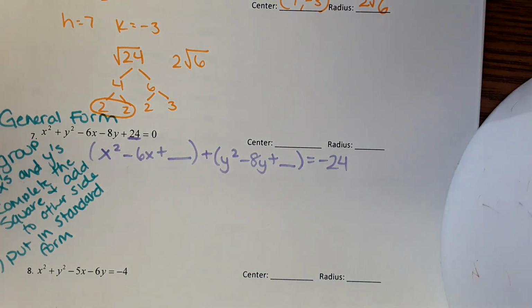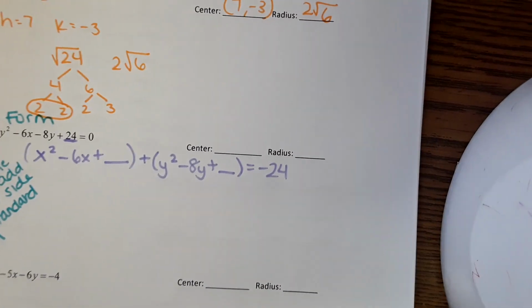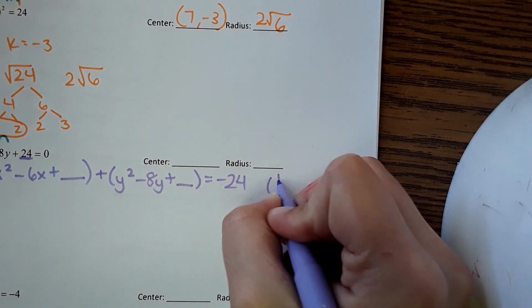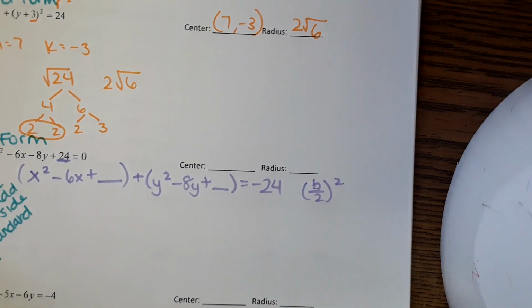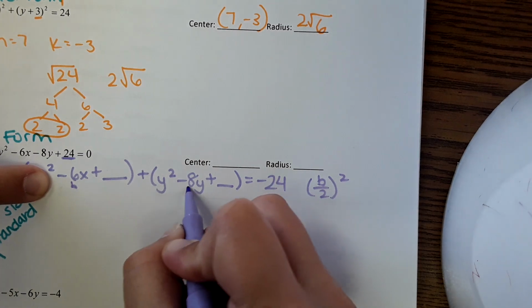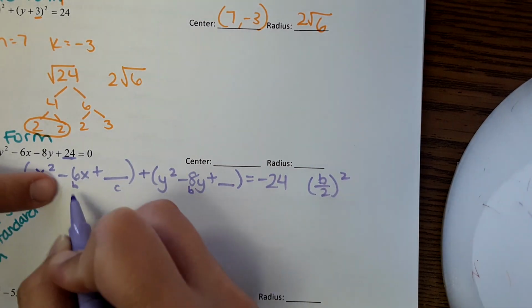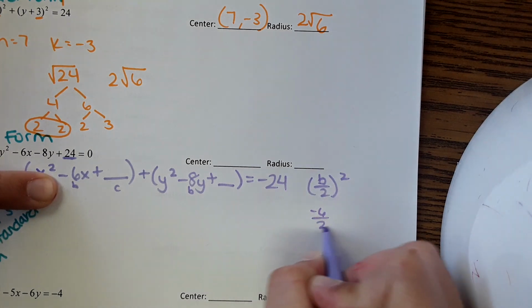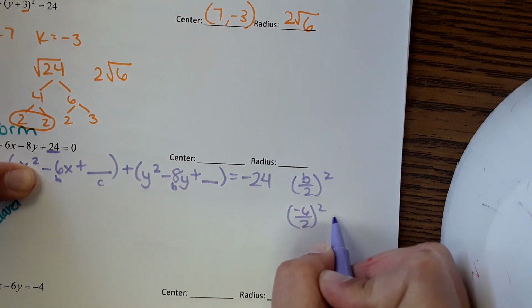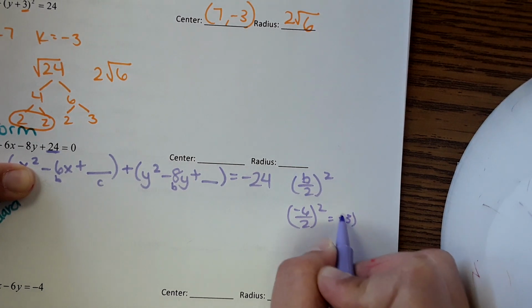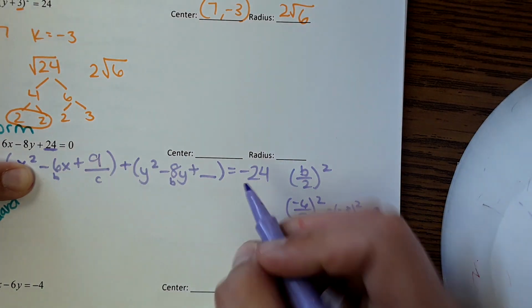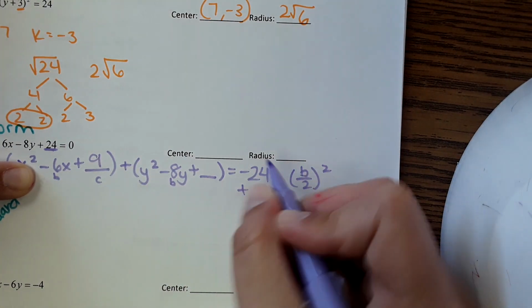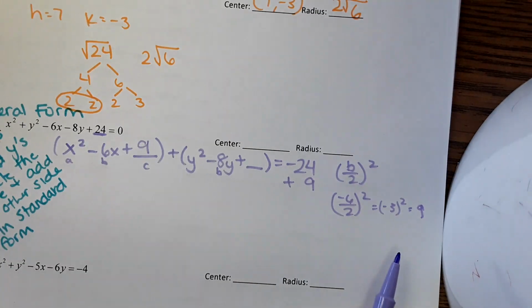Okay, so we need to figure out what goes in these blanks. There is an equation for that. We actually saw it yesterday. The equation is b over 2 squared. So this would be our b in each one. This b, this negative 6 over 2 squared, equals negative 3 squared, which equals 9. So we put a 9 here, and then we also add a 9 over here, because whatever you add to one side of the equation, you have to add to the other to make it still equal.